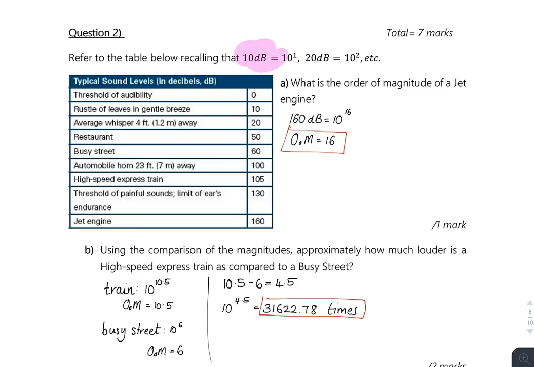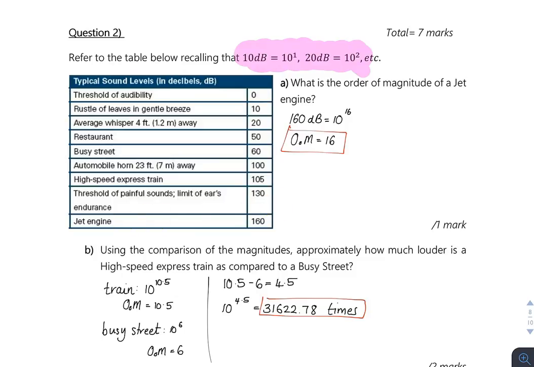Alright, question 2. This question was done pretty poorly all round, and the reason was because people didn't read this top key. So 10 decibels is 10 to the power of 1, 20 decibels is 10 to the power of 2. Consequently, what this would mean is that something like 130 decibels is 10 to the power of 13. A lot of people tried to change these into scientific notation and things just went wrong.